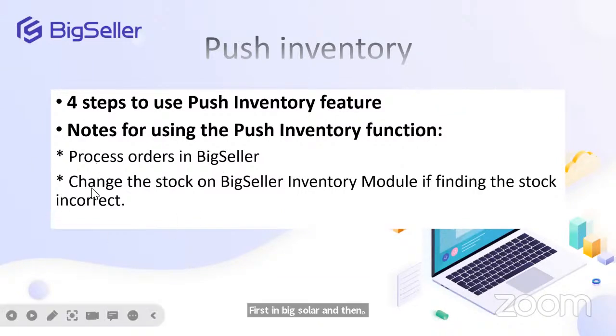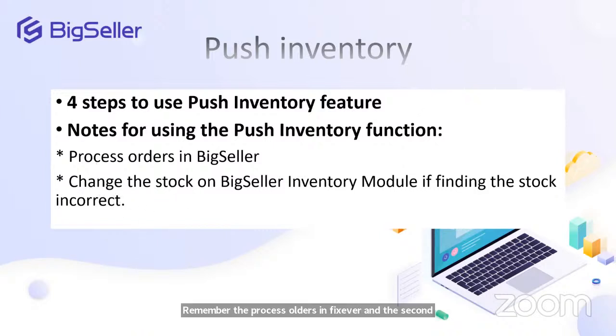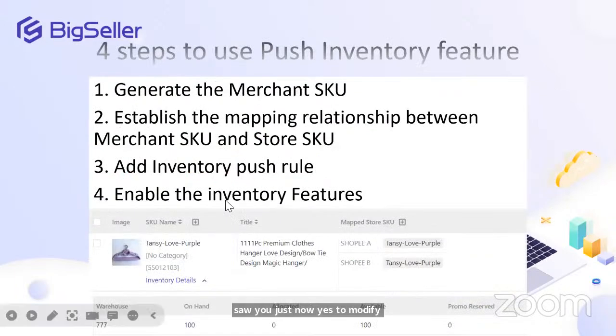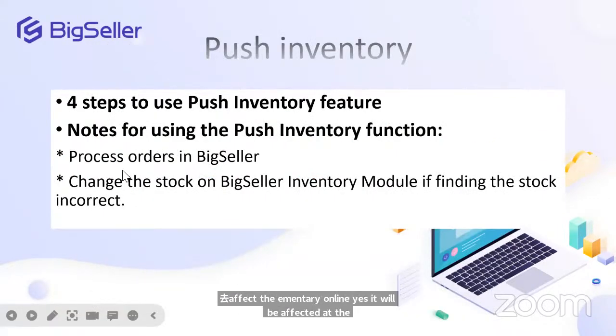And the second note here, just like what I showed you, if you want to change the stock of your online shop, remember to change it in the Big Seller inventory module, the stock of your merchant SKU, just like what I showed you just now. Yes, to modify the inventory of the merchant SKU so as to affect the inventory online. Yes, it will be affected in real time. Okay, so here are 2 notes.